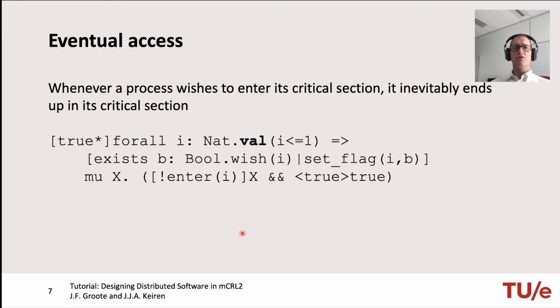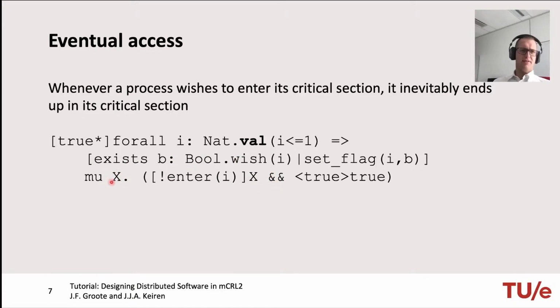Now, a next logical question is then, once a process wishes access to its critical section, will it get access to it? So this can be expressed using this formula here, where we say that always, whenever a process wishes access to its critical section, then this property holds. Now, this property is a least fixed point, which means that for the property to hold, we can only recurse through x finitely many times.